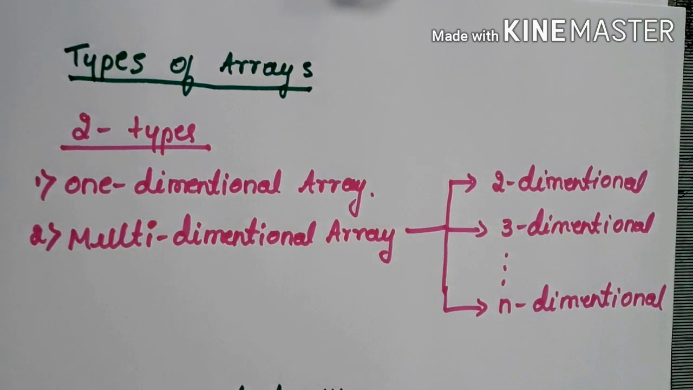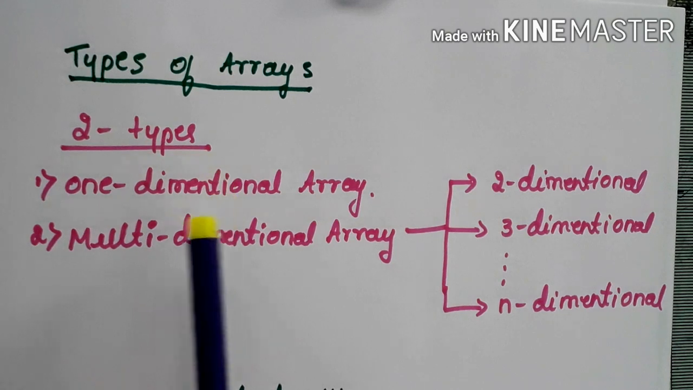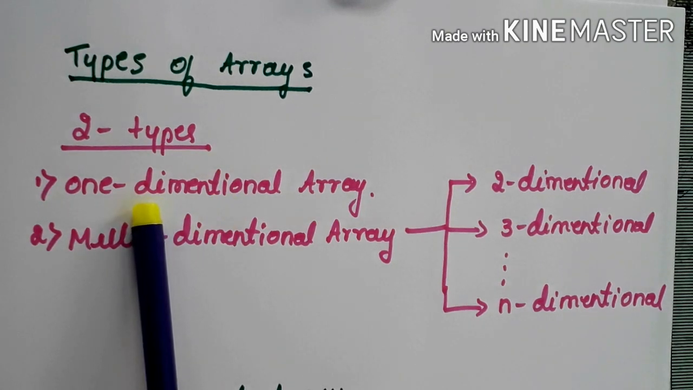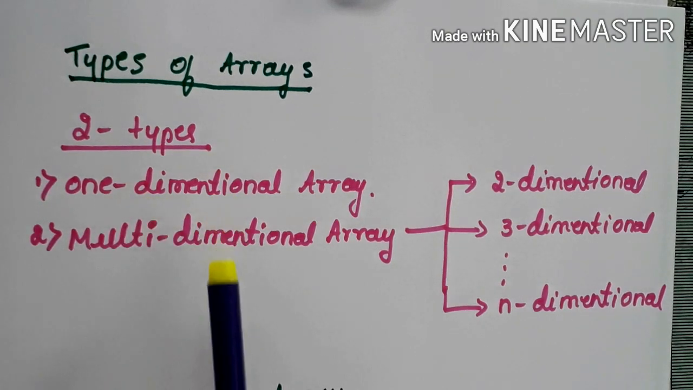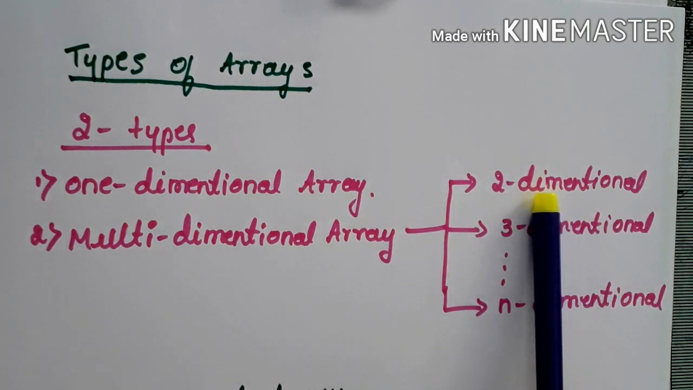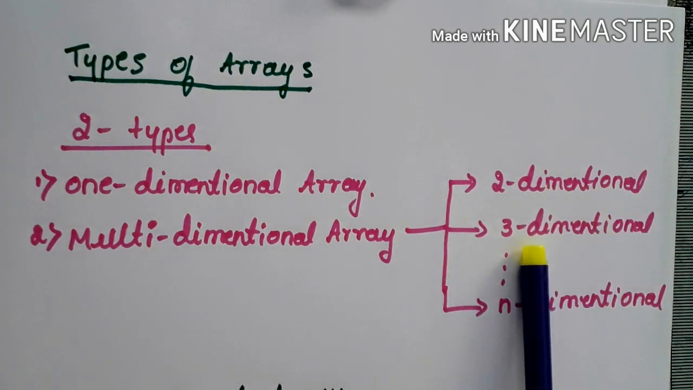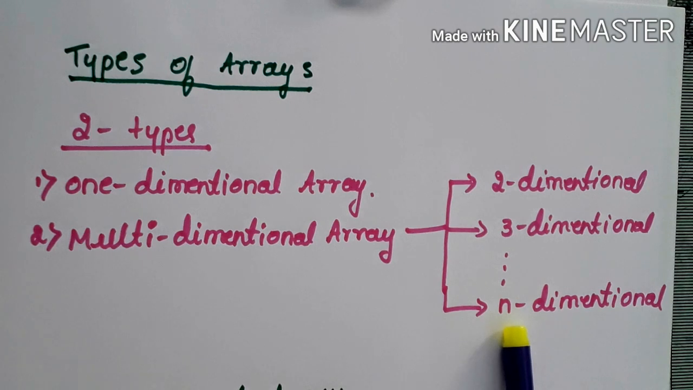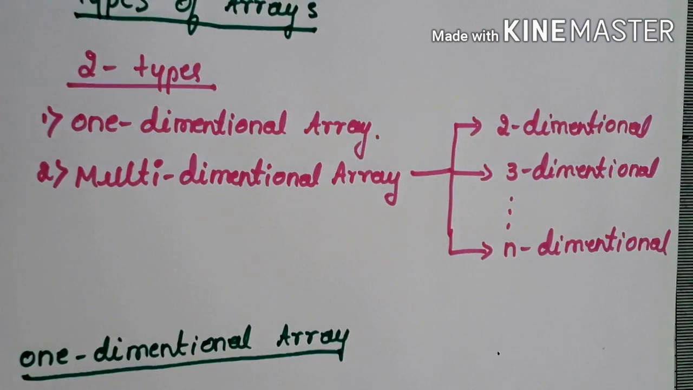Next, types of arrays. There are two types of arrays: one-dimensional array or single-dimensional array. Second type is multi-dimensional array. Multi-dimensional array is again categorized into two-dimensional array, three-dimensional array and also up to n-dimensional array.